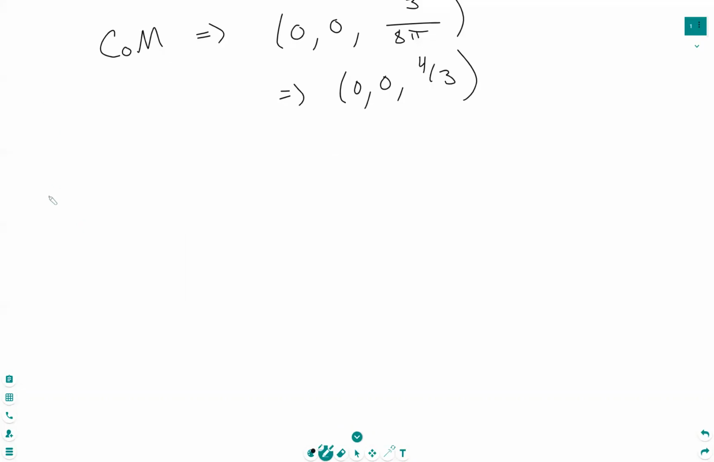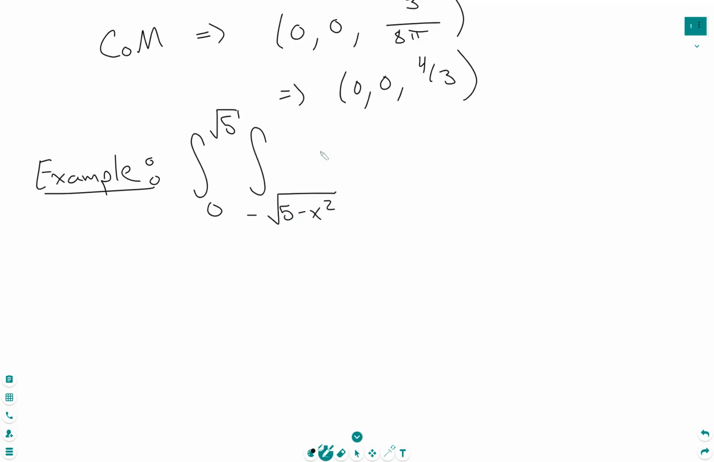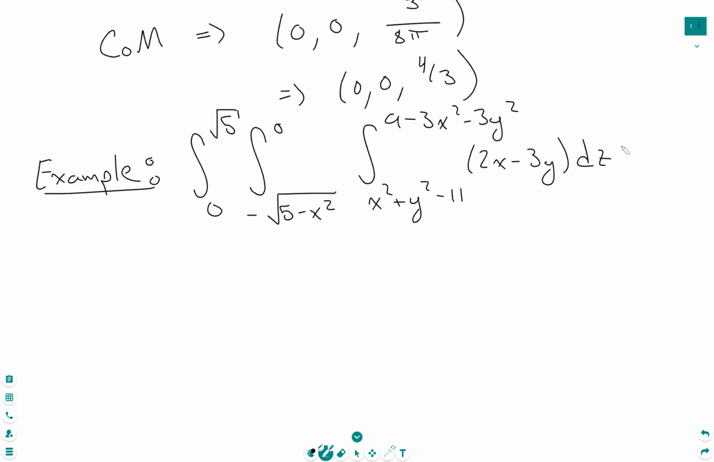Okay, let's do one last example, where we're going to look at the triple integral in Cartesian coordinates. So we have 0 to 5 in x. We go from negative square root of 5 minus x squared to 0 in y. And then in z, we go from x squared plus y squared minus 11 to 9 minus 3x squared minus 3y squared. We have an integrand of 2x minus 3y.